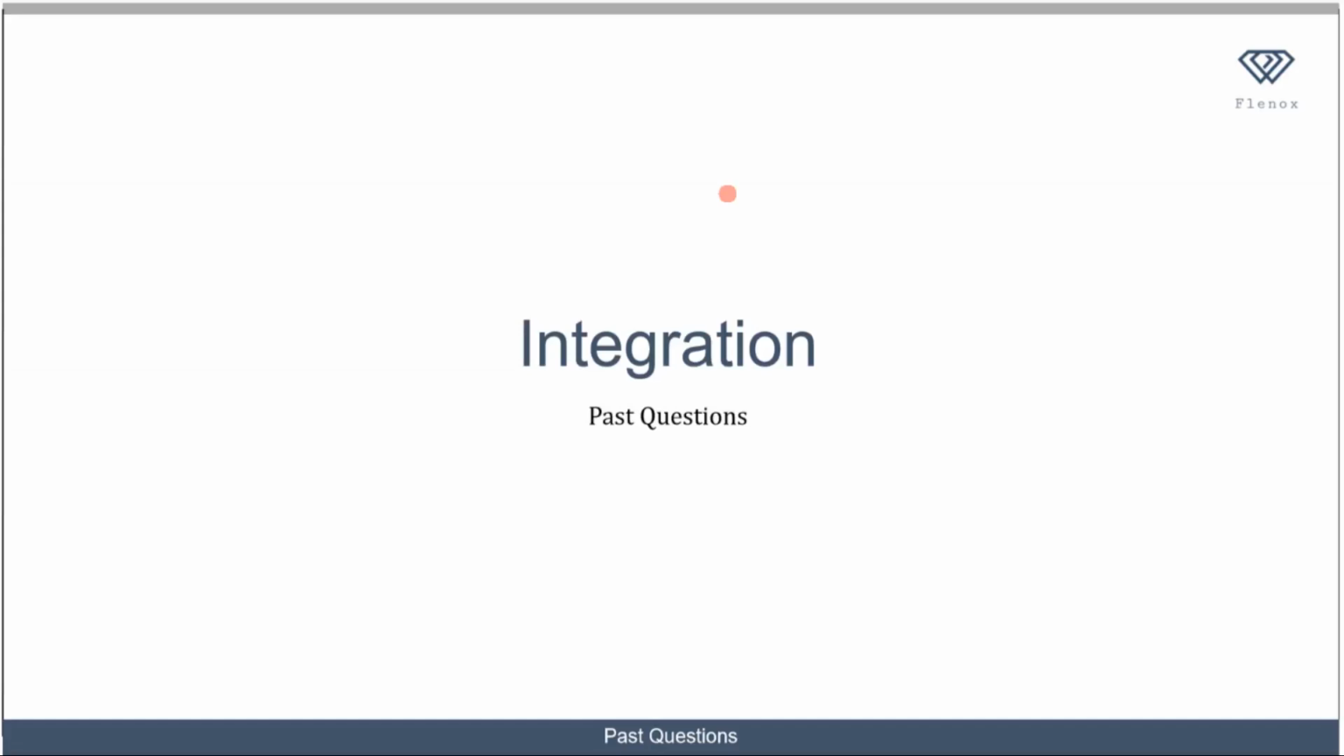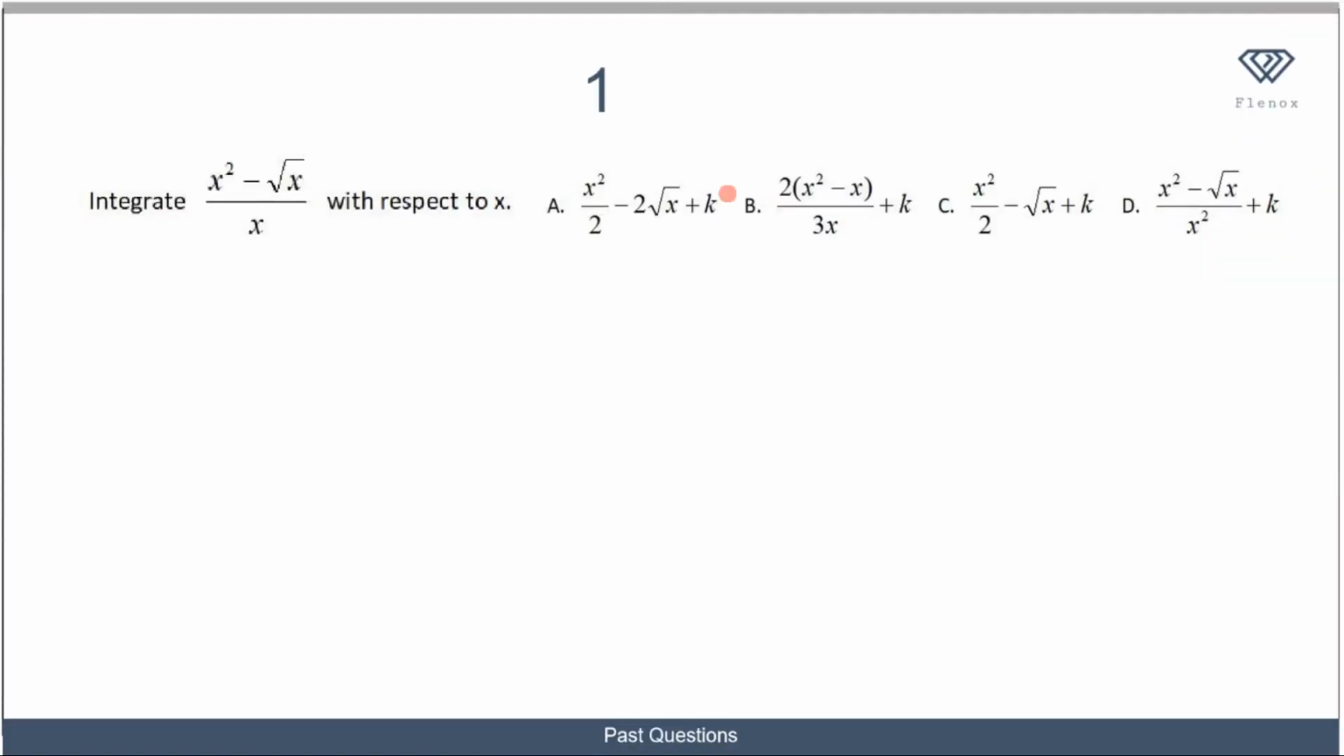Now let's try to look at some past questions that are related to integration. So in the first question, we are told to integrate x squared minus square root of x over x with respect to x. To go about this, like I've explained before, having a plus b over c is the same as having a over c plus b over c.